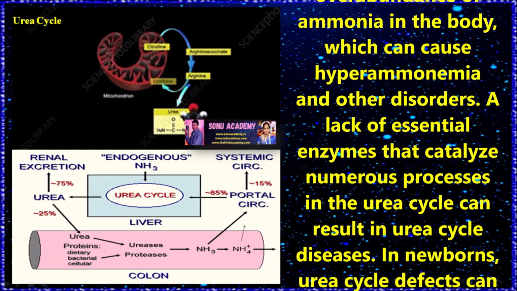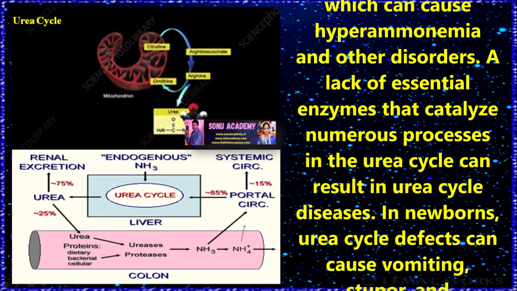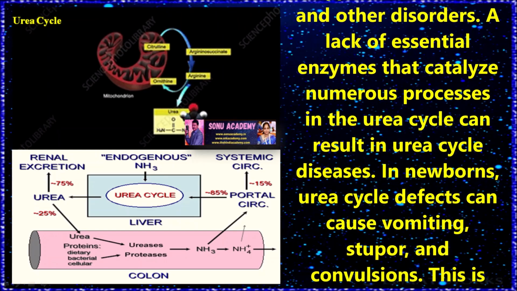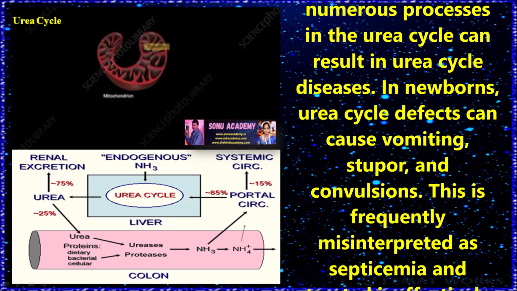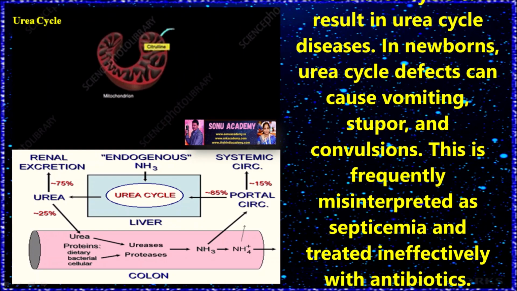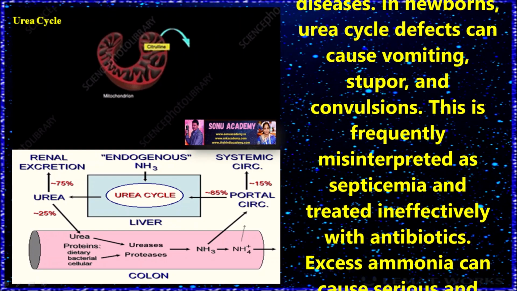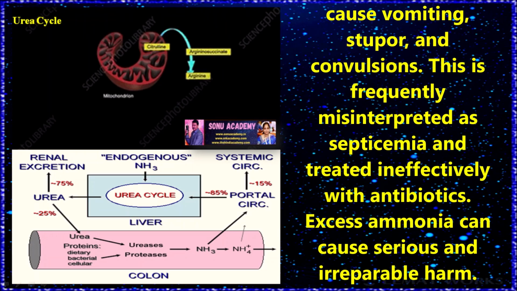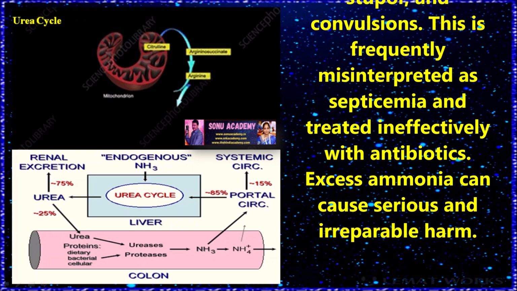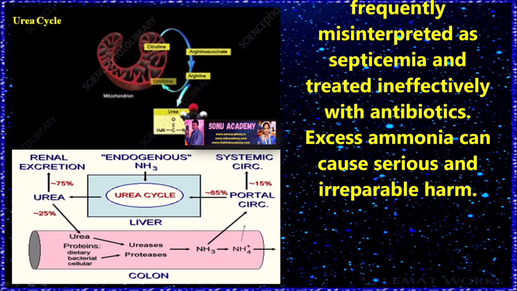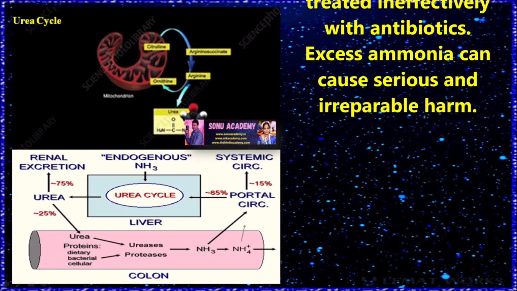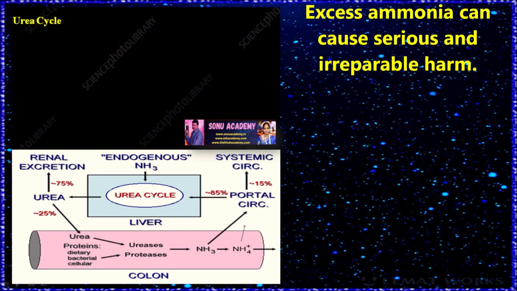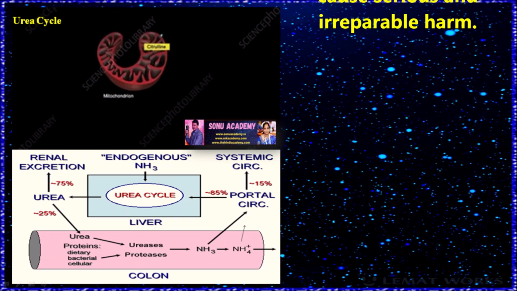A lack of essential enzymes that catalyze numerous processes in the urea cycle can result in urea cycle diseases. In newborns, urea cycle defects can cause vomiting and convulsions. This is frequently misinterpreted as septicemia and treated ineffectively with antibiotics. Excess ammonia can cause serious irreparable harm to them.